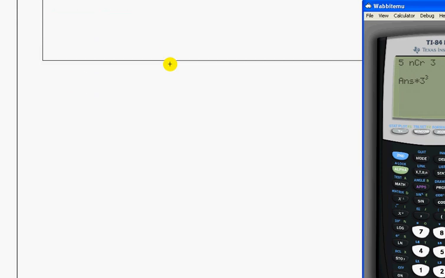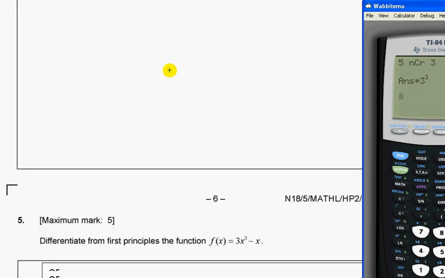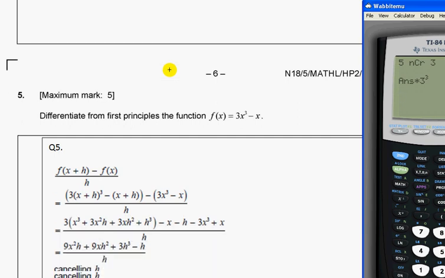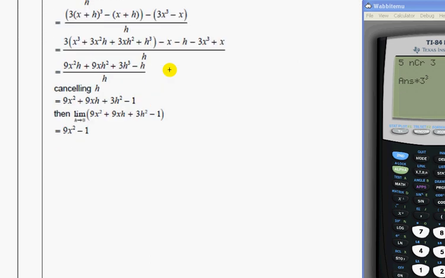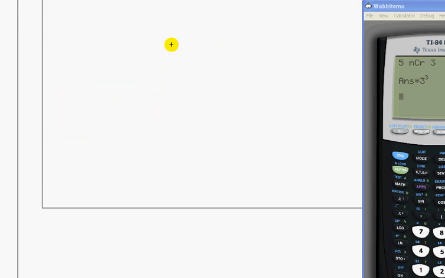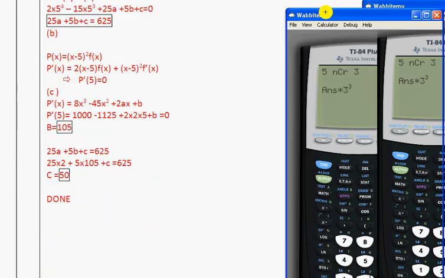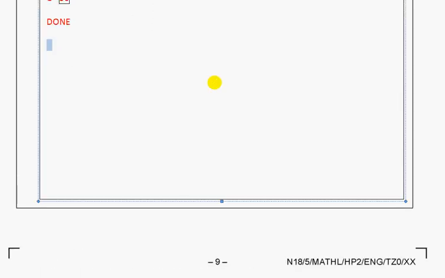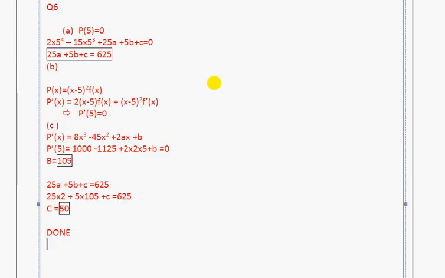So this answer I used from the mark scheme. So you should find the derivative from the first principle. Again, something is happening. I don't know what's happening. Right, so we are at question 5. I use a solution from the mark scheme. Why not?